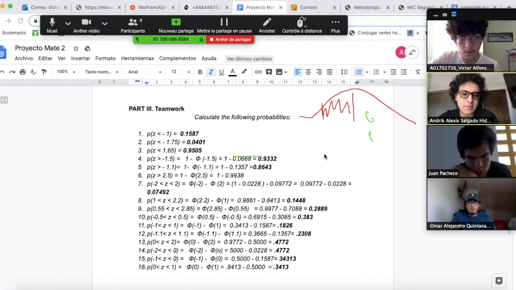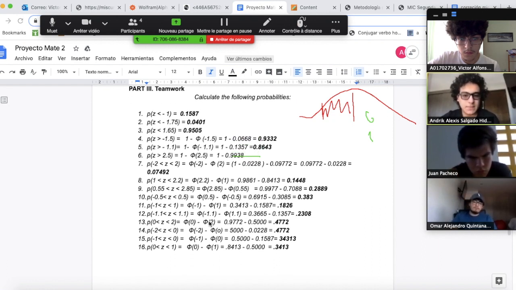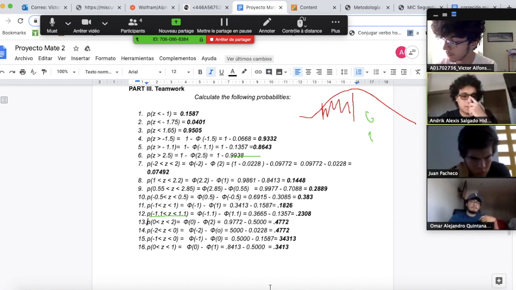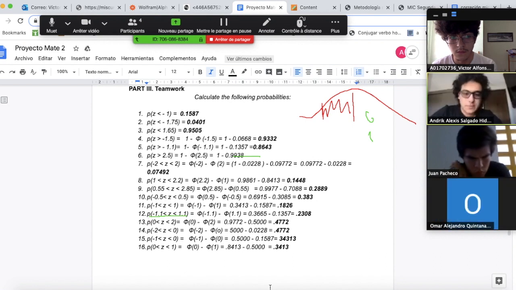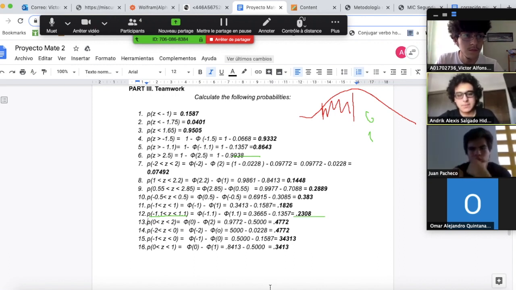Going down to the other problems that are probabilities between two numbers, the only thing that must be done is to take both z values that are seen here, and you just subtract them: the z value of 1.1 minus the z value of -1.1. This gives you the area in between these two values, which in this case would be 0.23808.